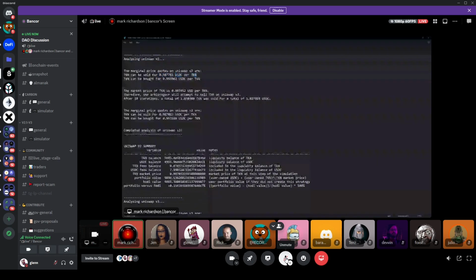0.987781 USDC per TKN. So here you have to remember that I haven't yet modified this to take into account other numerals. So this is actually ETH per wrapped staked ETH in this case. And it's telling you what you can buy wrapped staked ETH for as well. So you can currently sell it for 98 cents and change, and if you want to buy it, you have to buy it for 99.